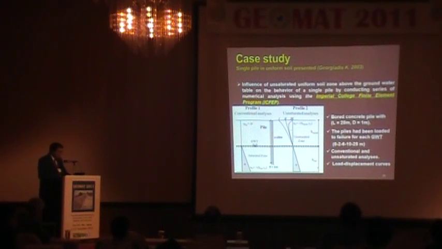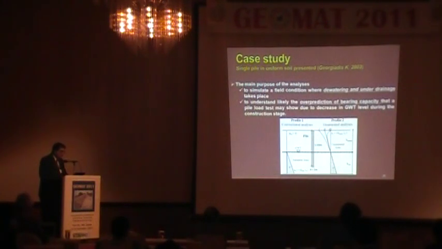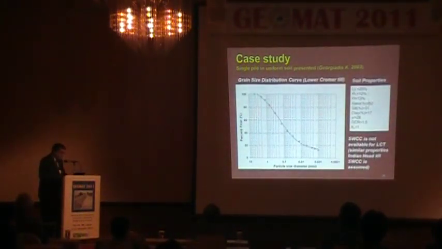What they have done is they have used a scenario where a pile of length 20 meters and diameter 1 meter, they have varied the groundwater table, and their idea was to see how, under drained conditions, as the soil desaturates, what will be the increase in the carrying capacity of the pile. As I said, the main purpose was to simulate a field condition where dewatering and drainage take place, and during that the carrying capacity increases. In other words, the groundwater table changes.